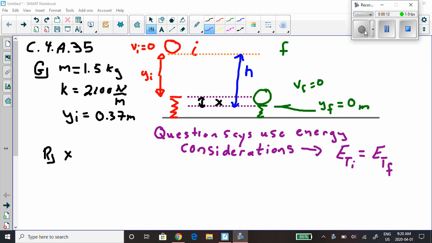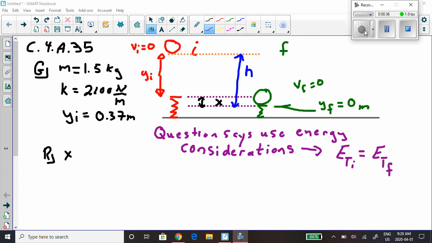First, from the Chapter 4 assignment: a 1.5 kilogram steel mass is dropped onto a vertical compression spring of force constant 2.1 times 10 to the 3 newtons per meter, from a height of 0.37 meters above the top of the spring. Find, from energy considerations, the maximum distance the spring is compressed.